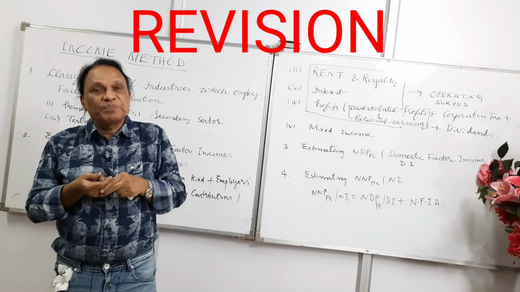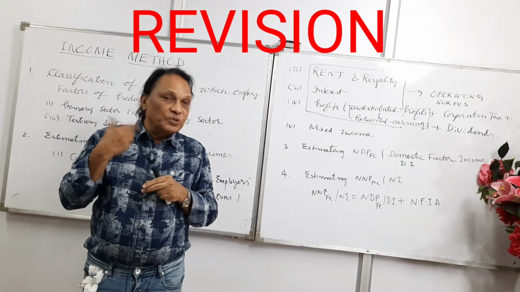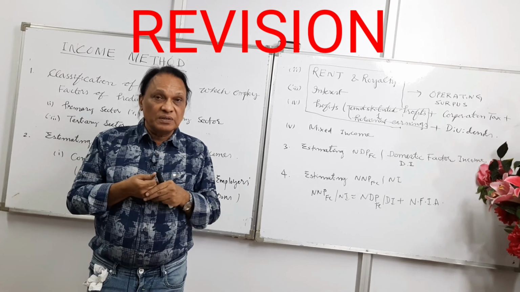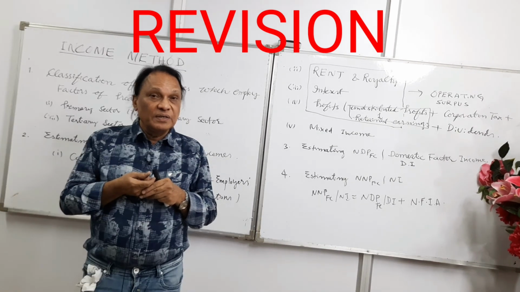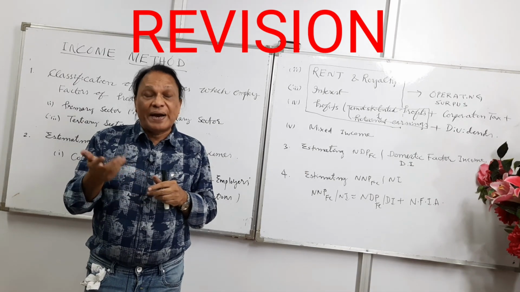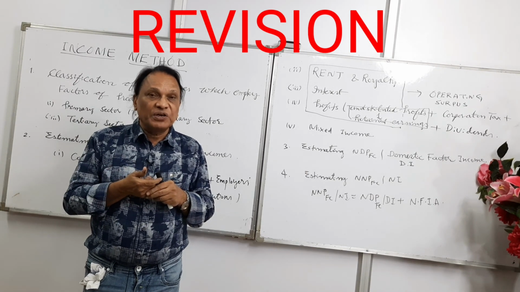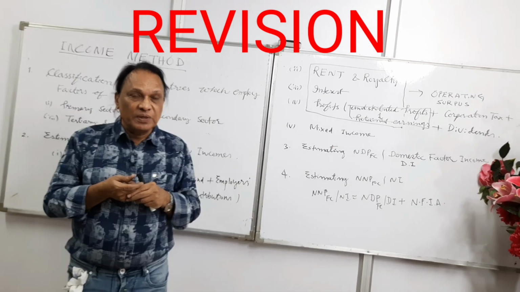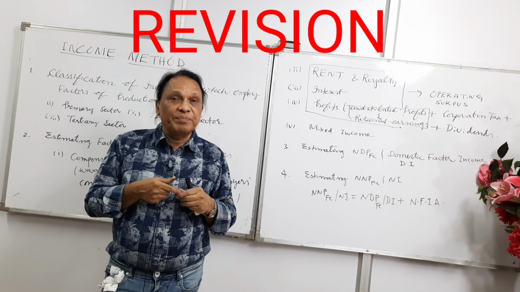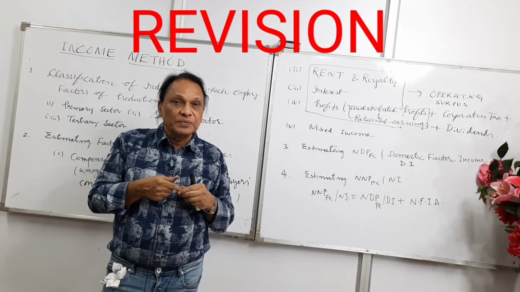To put it in simple words, to do numericals, just add up COE plus operating surplus plus mixed income to get NDP at FC. To this you add NFI, and you get NNP at FC or national income. That's pretty simple. That's all we have time for today. I'm sure you must have followed the income method of measuring national income.